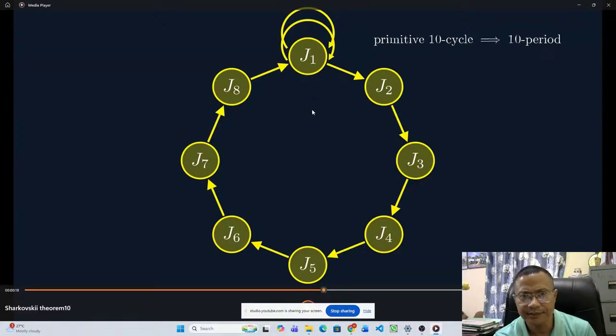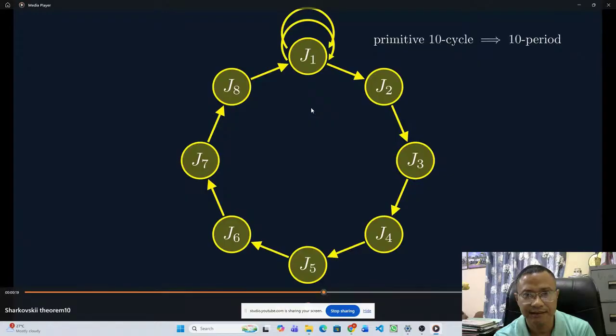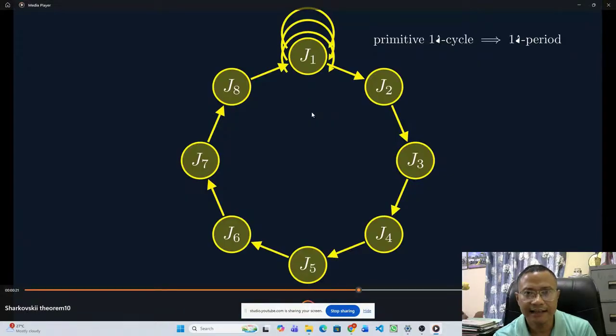Therefore, there exists a periodic point of period 10, and 10 is less than 9 in Sarkovsky ordering of natural numbers. And then, how about 11? Yes, 11 also. So, in order to find a primitive cycle of length 11, we add one more loop at J1. So we get a primitive cycle of length 11, and therefore there exists a periodic point of period 11 also. And 11 is less than 9 in Sarkovsky ordering of natural numbers.